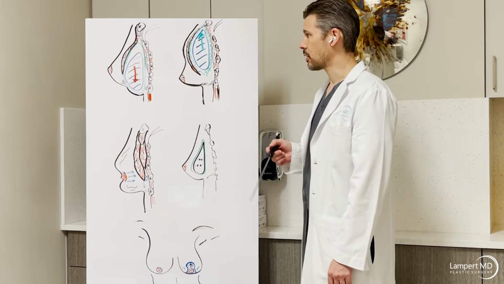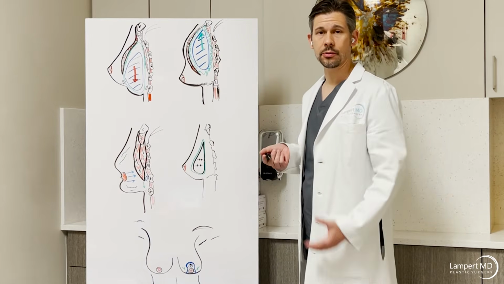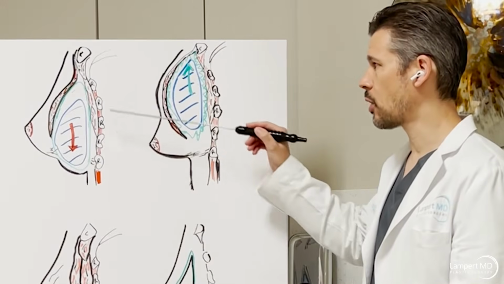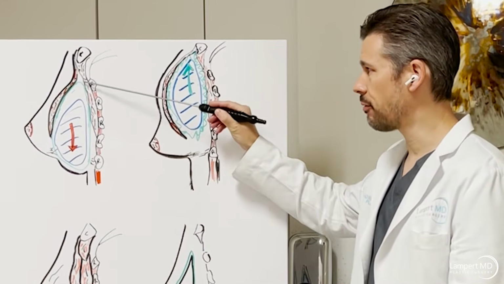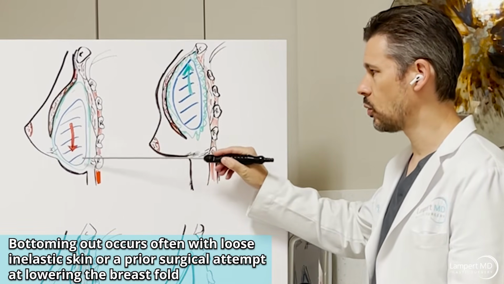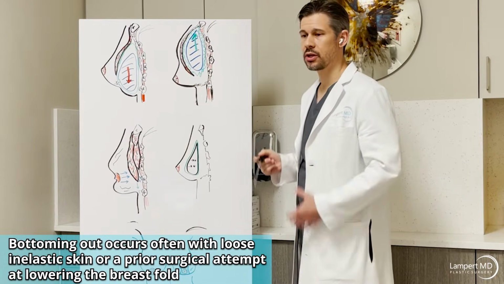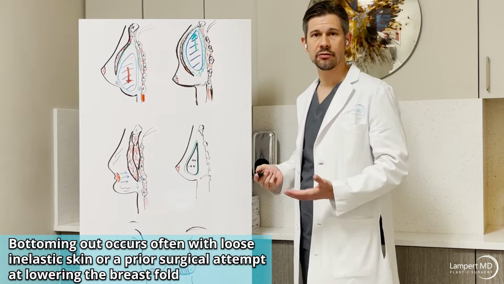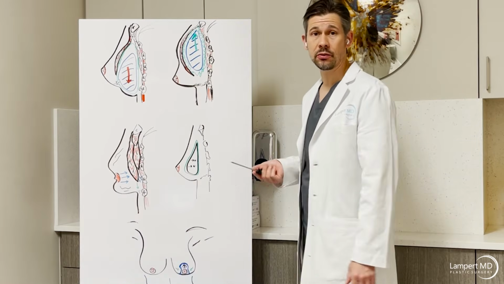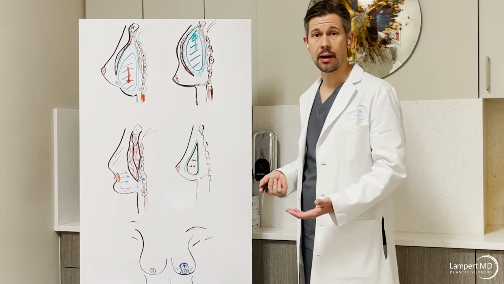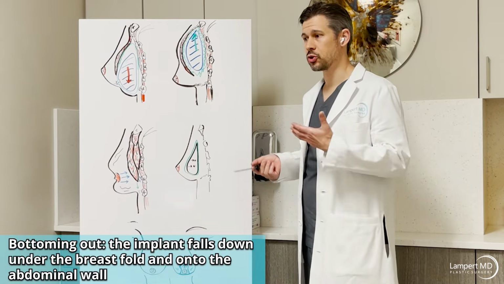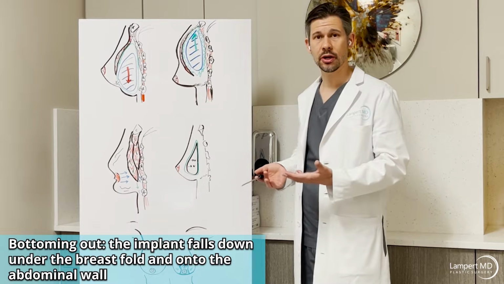So we had in our Breast Surgery 101 course talked about the importance of the breast fold, and one way you can get into trouble with bottoming out, where the implant falls onto the abdominal wall, is if the breast fold was either cut or if the patient has very loose skin with loss of elasticity and that fold is weak. Most commonly we see it because the fold was cut during the initial operation, the other plastic surgeon was trying to put in a big breast implant or was trying to lower or change the position of the breast fold.